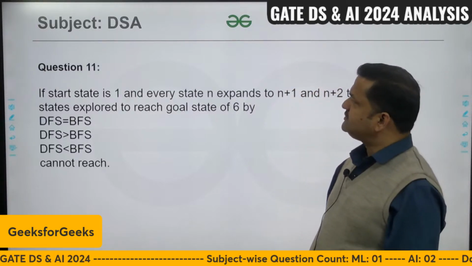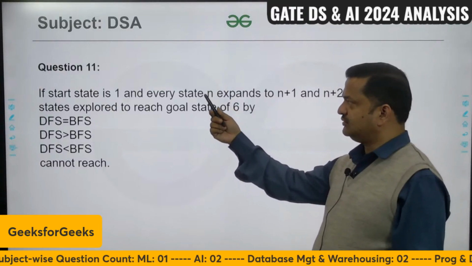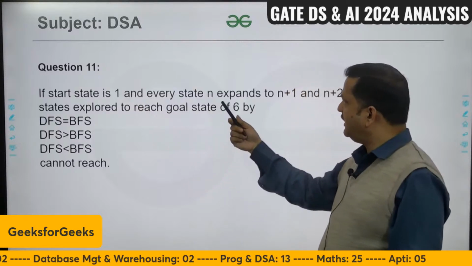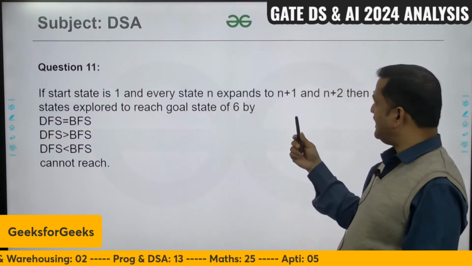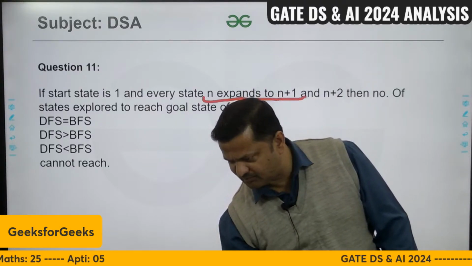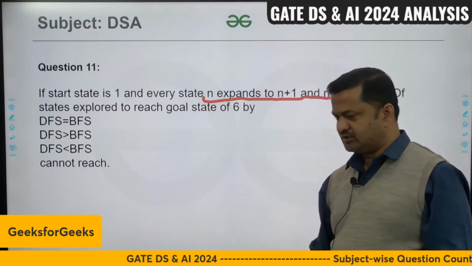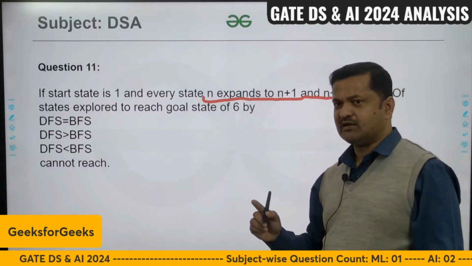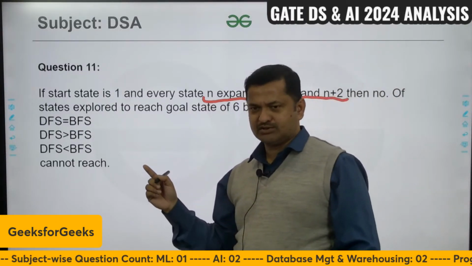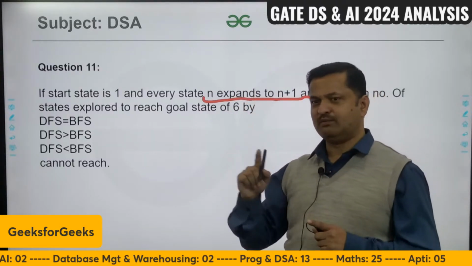Question number 11 is: if a start state is 1 and every state n expands to n plus 1 and n plus 2. This is a question related to graphs. This is the important term: n is expanded to n plus 1 and n plus 2. So this is nothing but a directed graph. We cannot trace back to n minus 1 or n plus 3 and so on. So this is a directed graph, where n is restricted to visit n plus 1 and n plus 2.